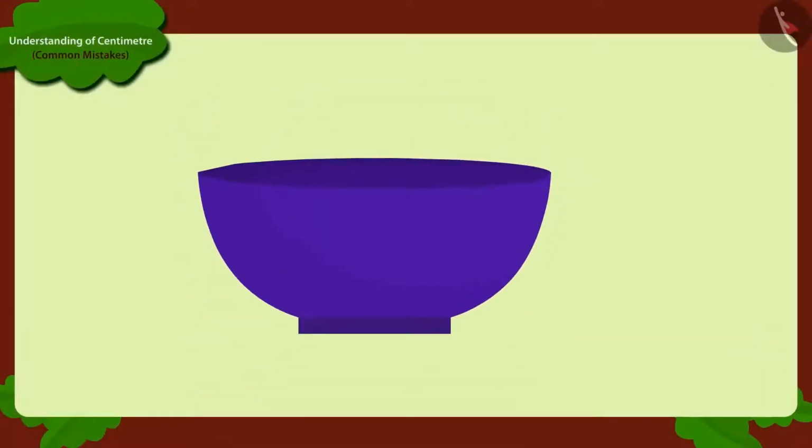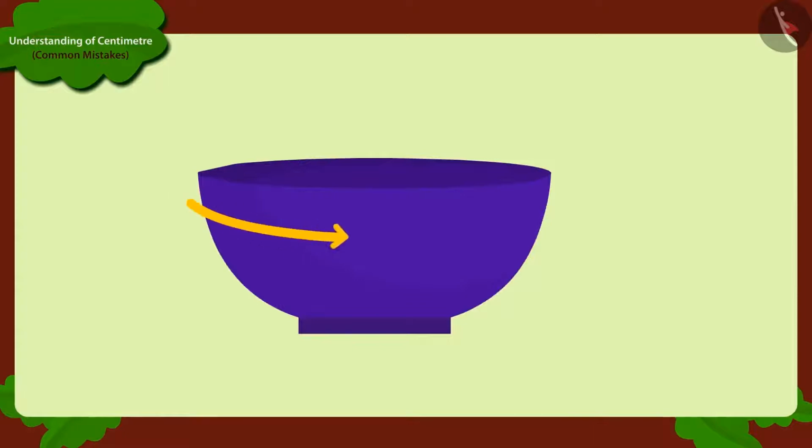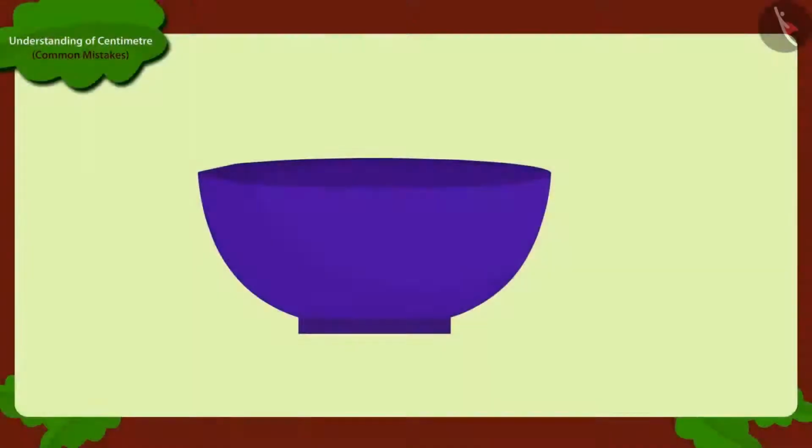Kids, if we want to measure any curved object, we cannot measure it by placing it next to the ruler, because we cannot measure its full length by doing so. Its curved portion and rear side measure are omitted, and the ruler can also break.